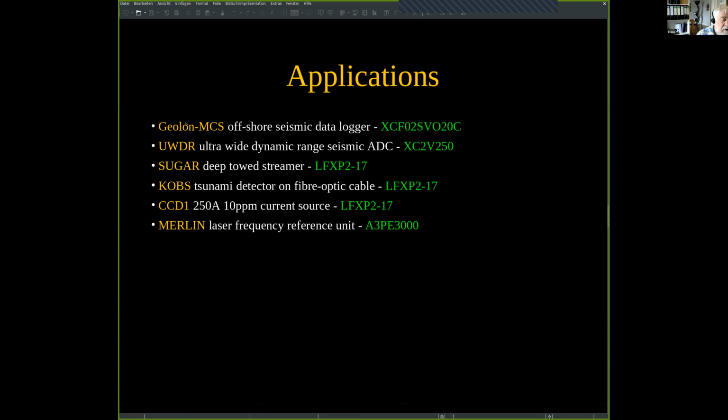So, Geolon MCS, an offshore seismic data logger. For the same data logger, an ultra-wide dynamic range seismic ADC that covers a range of 150 dB. Then the SUGAR project, which was a research project for a deep-towed streamer that is capable of sampling at 4 kilosamples per second in order, for instance, to detect shallow the conglomerate of methane and water. I cannot think of the proper name right now.